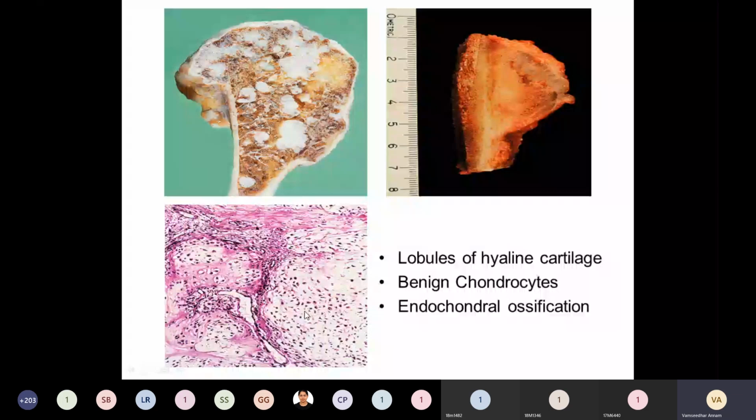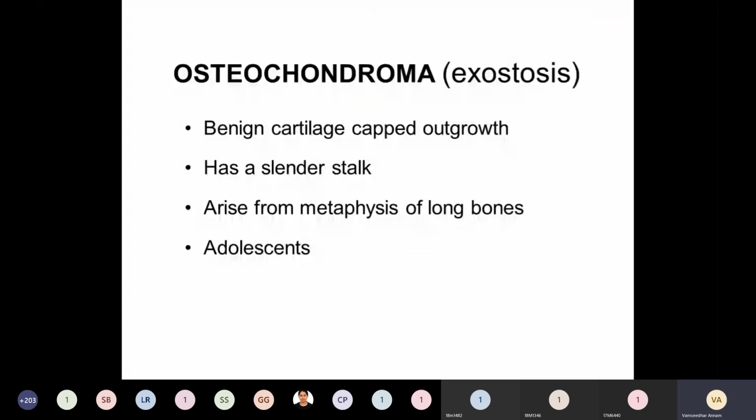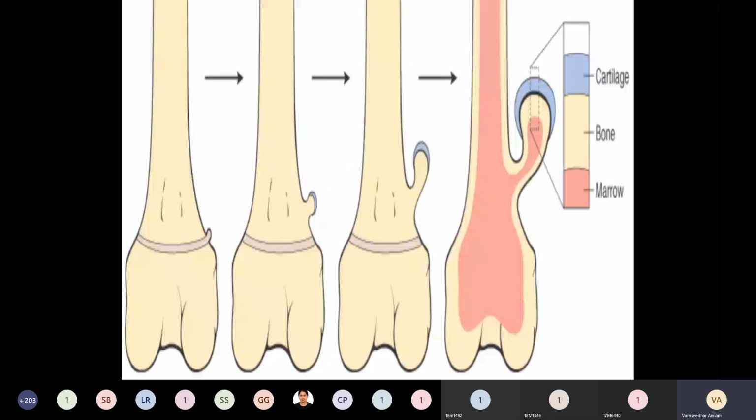So osteochondroma, the second one, is also known as exostosis. It's a benign cartilage cap outgrowth. It has got a slender stalk. It also arises from the metaphysis of long bones, commonly seen in adolescents. So this is very commonly seen. So it's almost like this.